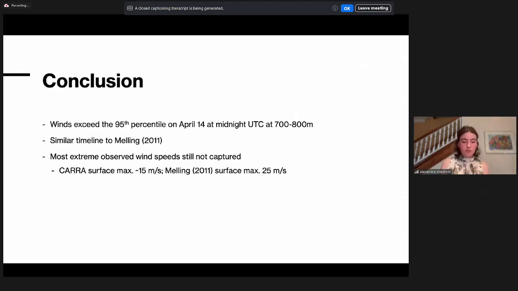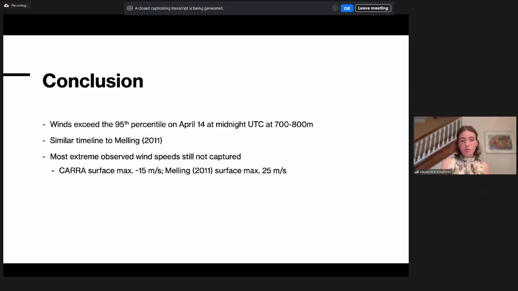Now, some conclusions from this work. The winds exceeded the 95th percentile at certain places and times, including on April 14th at midnight UTC at the 700 to 800 meter levels for Crozier Island, the approximate location of the ice camp described in the Melling 2011 paper. However, the winds at the surface do not cross the 96th percentile. Our analysis shows a similar timeline to the Melling paper mentioned.